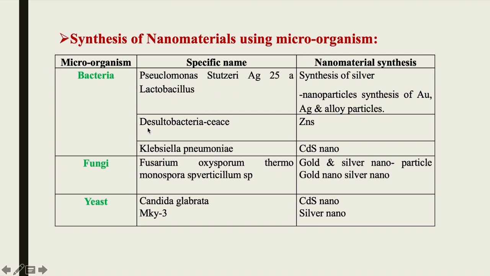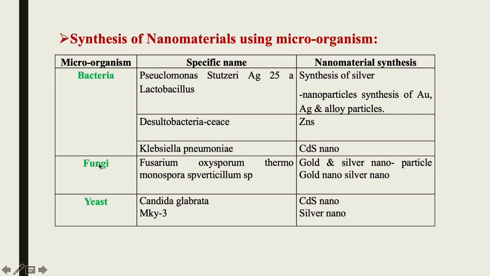Another species is Desulfobacter. This bacteria species name is given here, and that is used to synthesize zinc sulfide nanoparticles. Another name is Klebsiella pneumoniae. This species is generally used to synthesize cadmium sulfide nanoparticles.